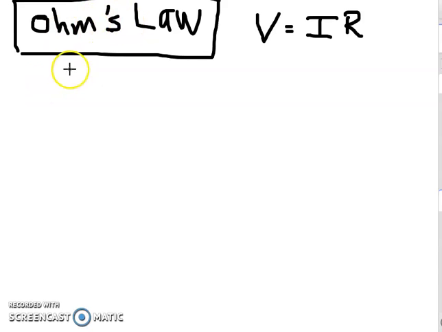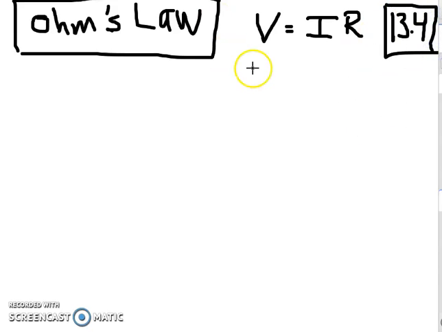So we're talking about Ohm's law. This is in section 13.4. We are going over this in several stages. You've already read the chapter, and now we're actually going to do some calculations. So first of all, let's remind ourselves, what are the three things we're talking about?